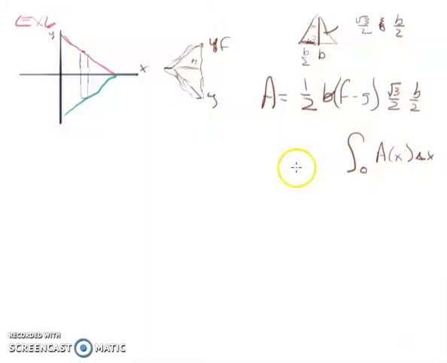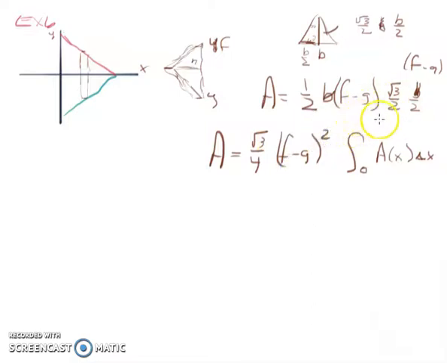Okay, well, wait a minute, b was going to be what? f minus g. Okay, it's a little strange. So let's clean this up a little bit. So the area of that piece is going to be radical 3 over 4, f minus g squared. Okay, everybody understand where we got that from?